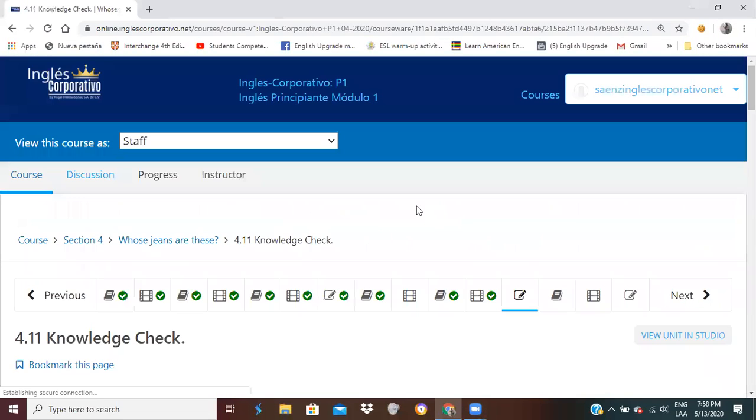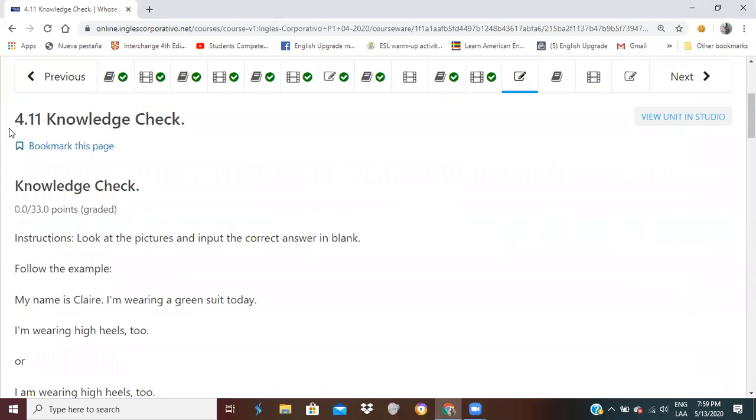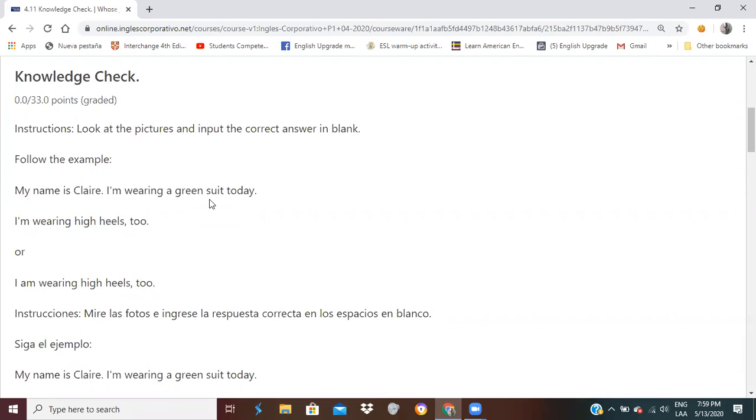Now, we are going to move on, and we're going to look at section 4.11, knowledge check. Look at the first one, instructions. Look at the pictures and input the correct answer in the blank. Follow the examples. Okay. We're going to do the first one together. So everybody, please listen to me. My name is Claire. I'm wearing a green suit.